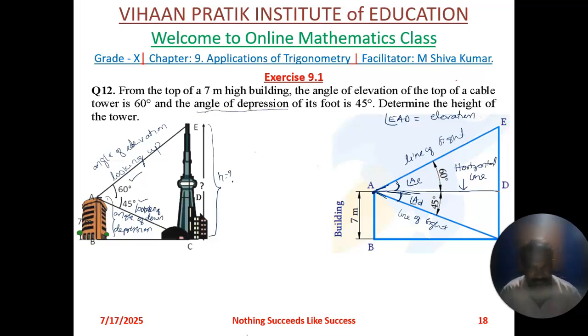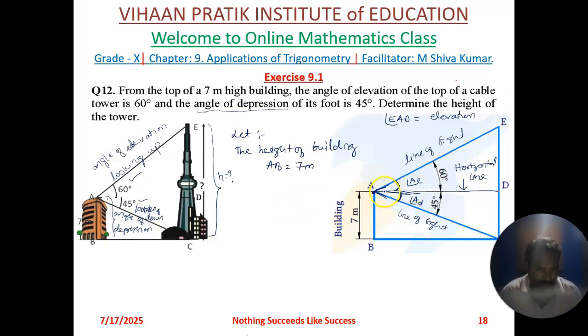Okay, right. So let's write down what is given. Let the height of building which is equals to AB equals to 7 meters. That's it.